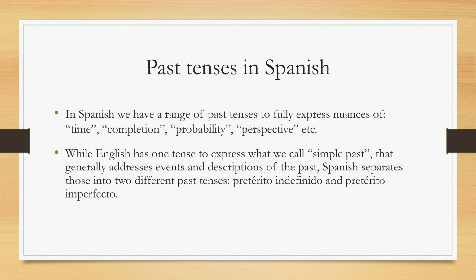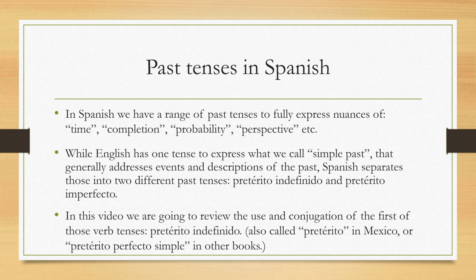While English has one tense that expresses what we call simple past, and that generally addresses events, actions, and descriptions of the past, Spanish separates those into two different past tenses, pretérito indefinido and pretérito imperfecto.